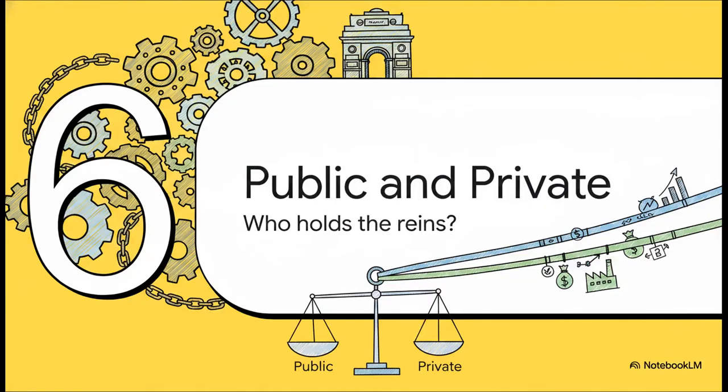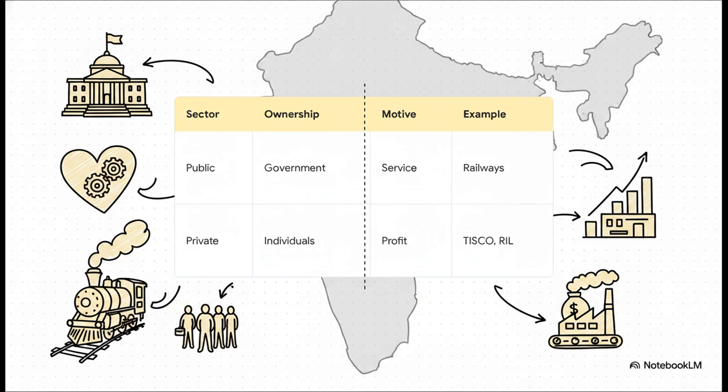And that leads us perfectly into Section 6, Public and Private Ownership. Essentially, who holds the reins of the economy? This is our final lens, categorizing the economy by who actually owns the assets and who is responsible for delivering services. You basically have the private sector and the public sector. In the private sector, companies like Tata Iron and Steel or Reliance Industries own the assets. Their main motive is, naturally, to make a profit. If you want their services, you have to pay for them.